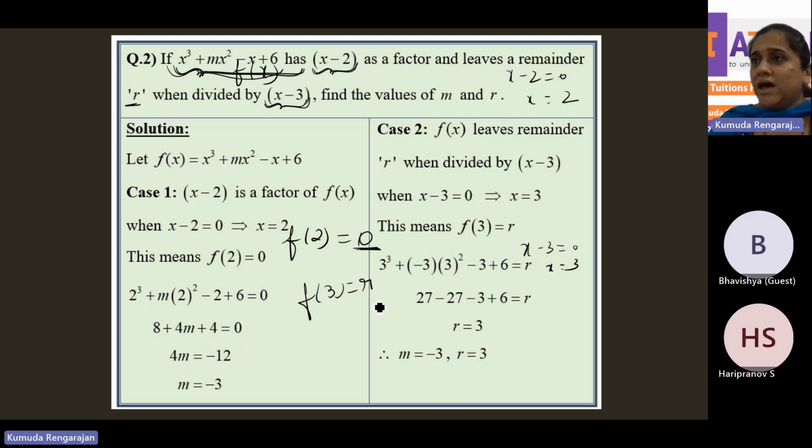F of 3 is equal to r, correct? Now you have to work out f of 2. In f of x, wherever there is x, use 2. F of 3 means in f of x, wherever there is x, use 3.